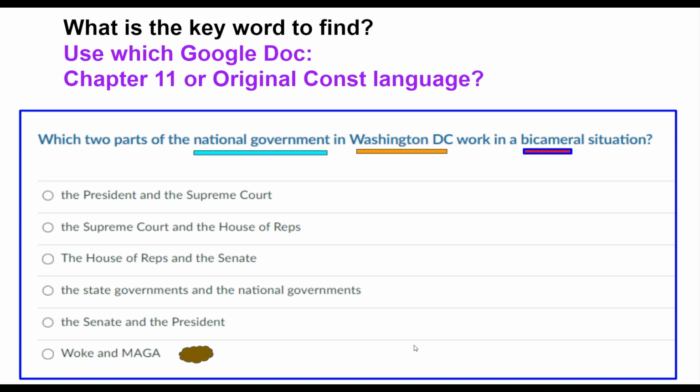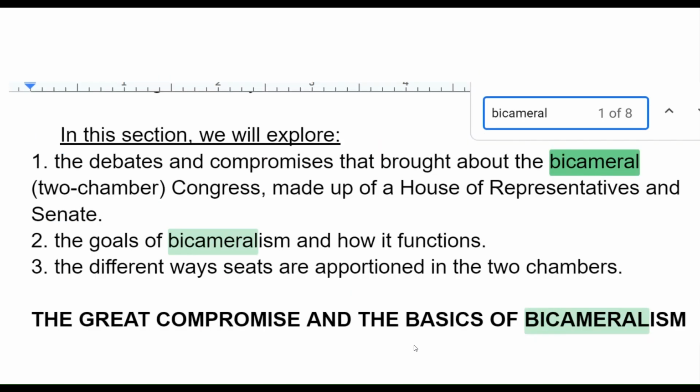National government might be in chapter 11 30 times. And Washington, D.C. was not in the original document because there was no Washington, D.C. in 1787. So why don't we try bicameral? Now, that is a political science analysis word. So that's not in the original Constitution, it's in a political science textbook. So we're going to try to find bicameral in the original constitutional language, my Google Doc.